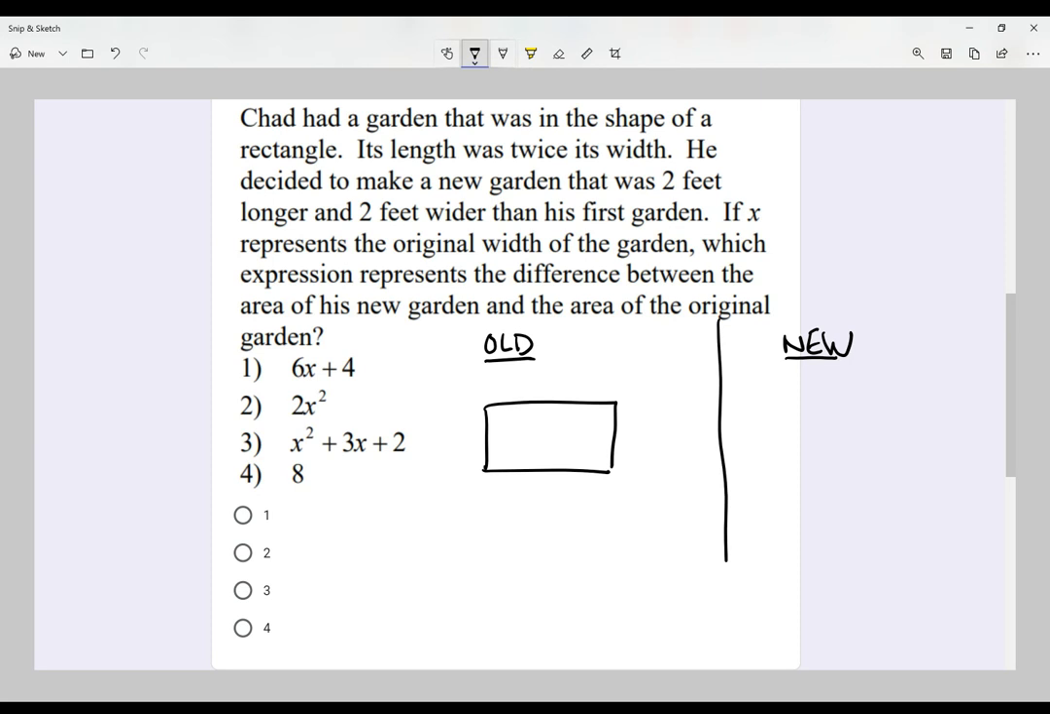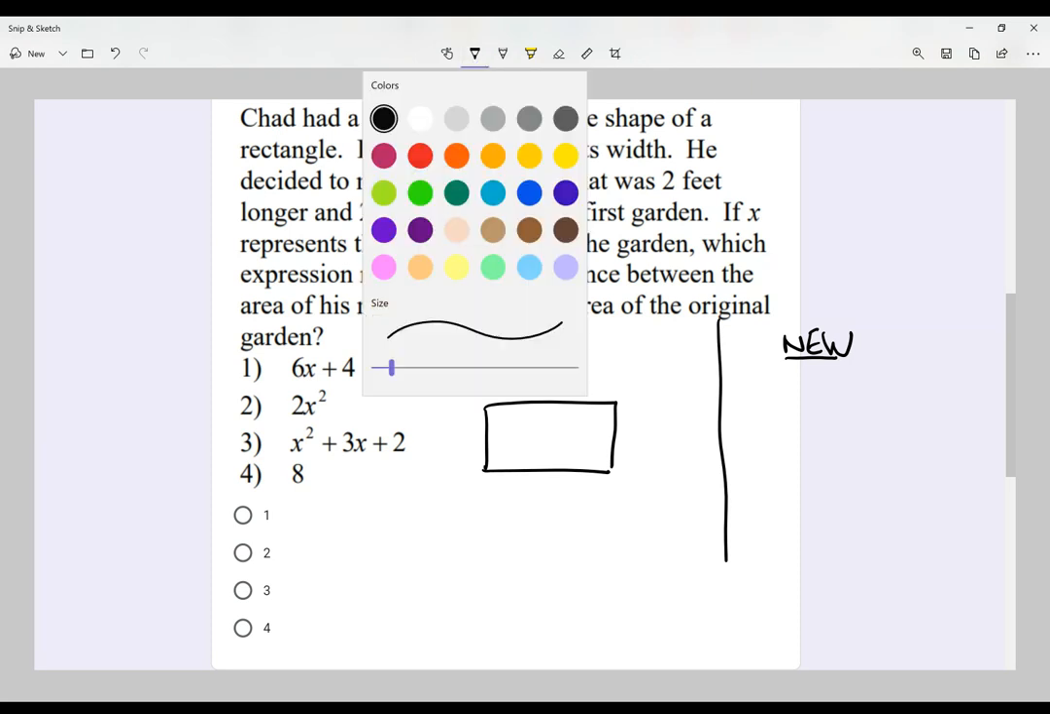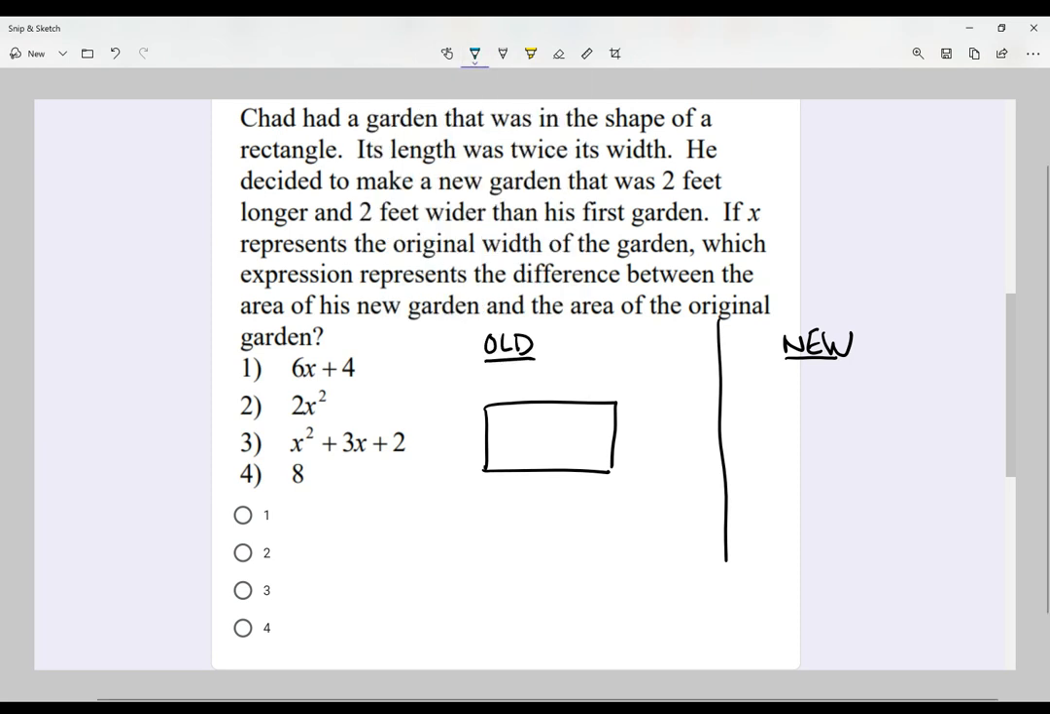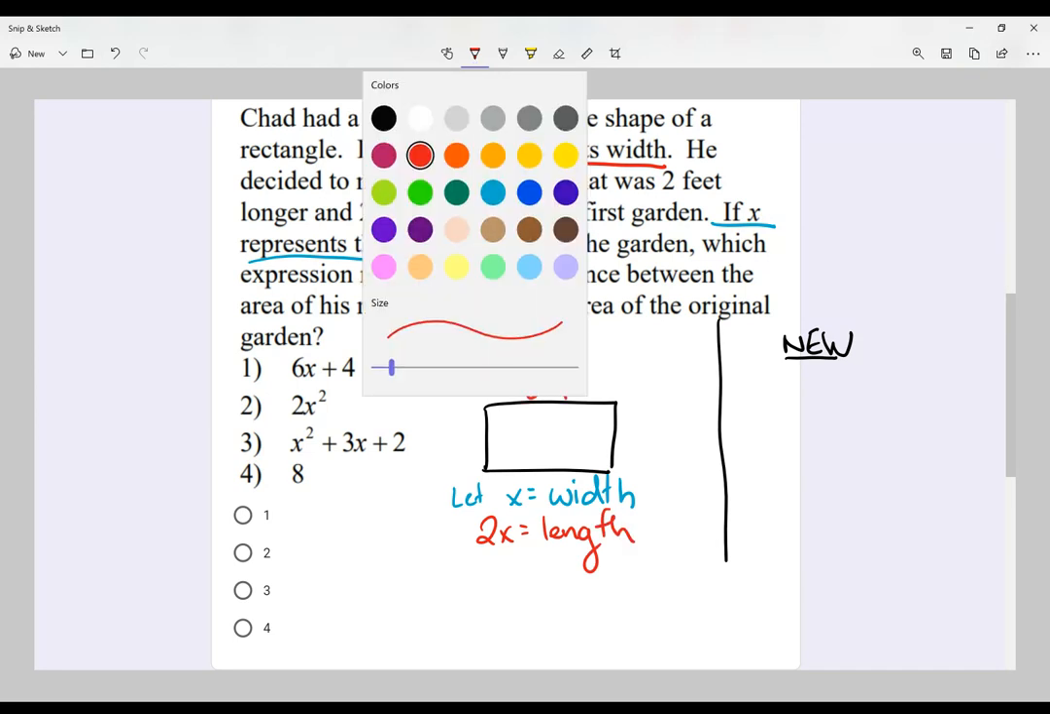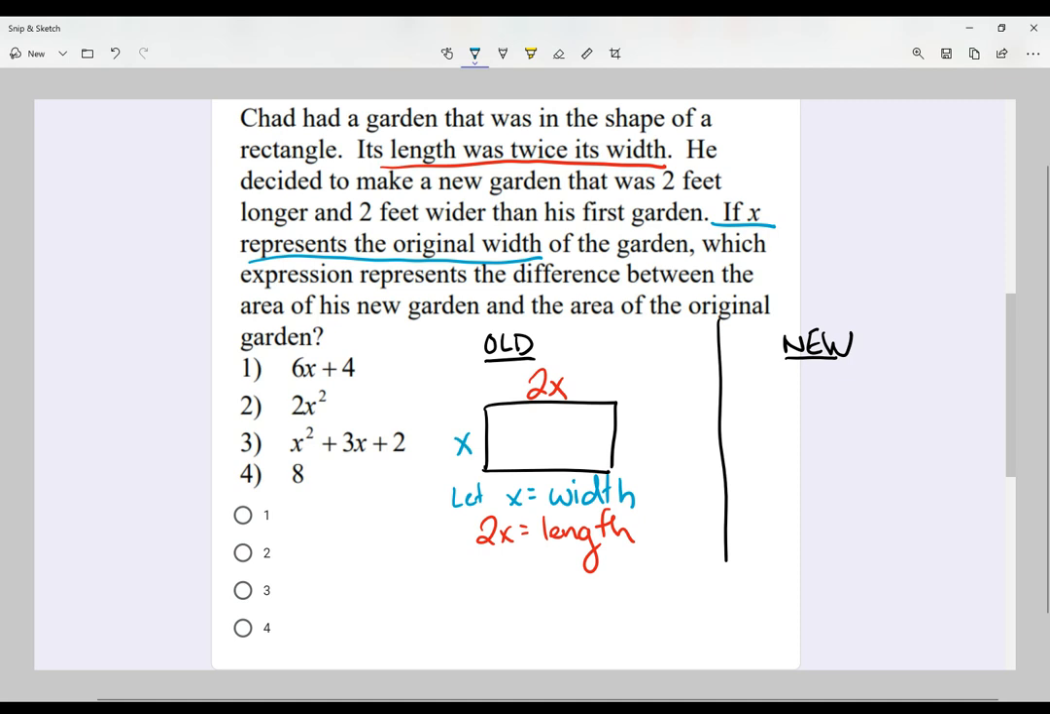So for the old garden, it says that the length was twice its width. And seeing as we don't know either, we need to use variables. So it said x represents the original width. So that means we're going to let x equal the width. And it also said that the length is twice the width, meaning that 2x equals the length. So we got 2x and we got x.